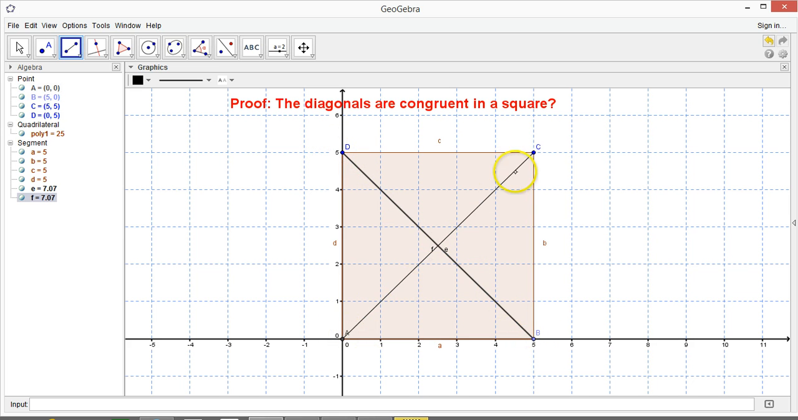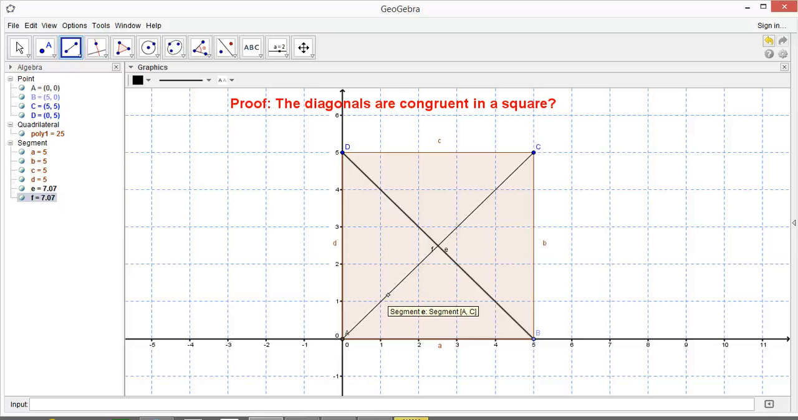Same deal if we look at this diagonal: A had to translate 5 units to the right and 5 units up. Those are basically the same, it's the same distance it has to translate. Therefore, these lengths will be the same. This will still be the square root of 50. And we can prove with that square that the diagonals are congruent.